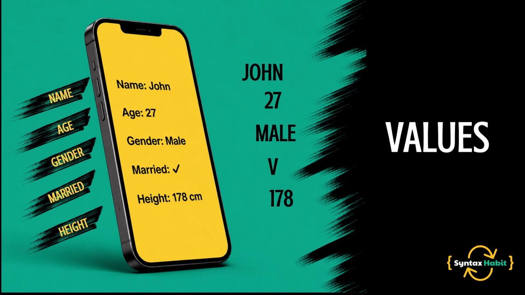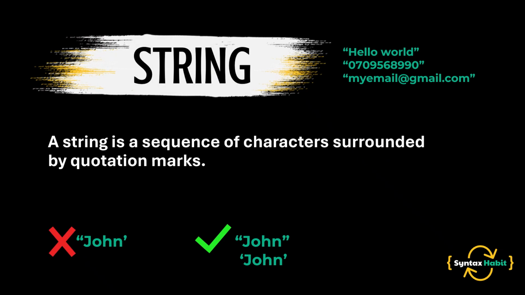Today, we will be focusing on text values, known as strings. A string is a sequence of characters surrounded by quotation marks. In Python, you can create a string using single quotes, double quotes, or triple quotes for multi-line text.